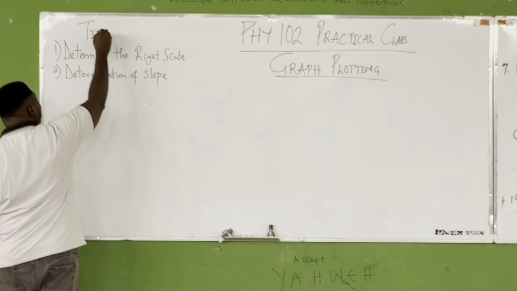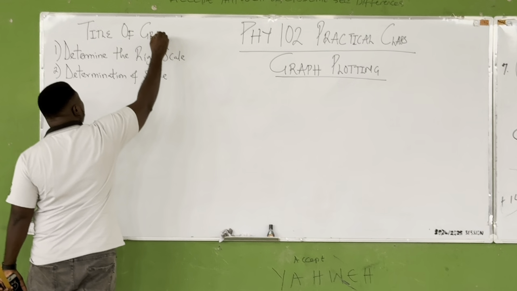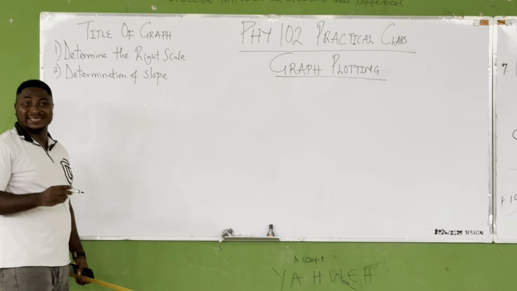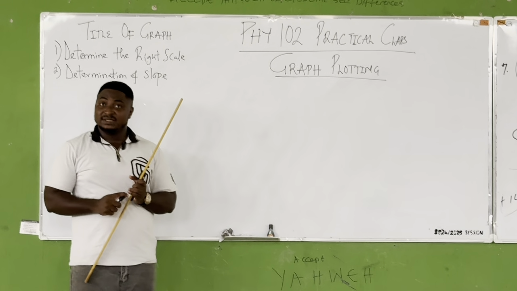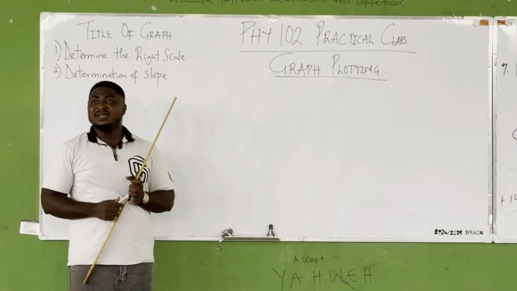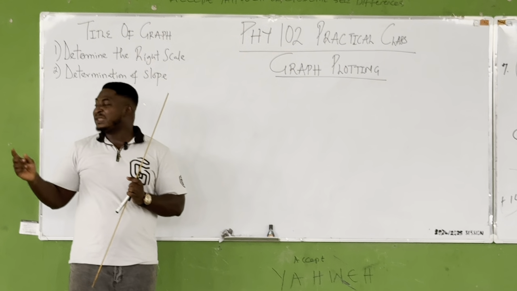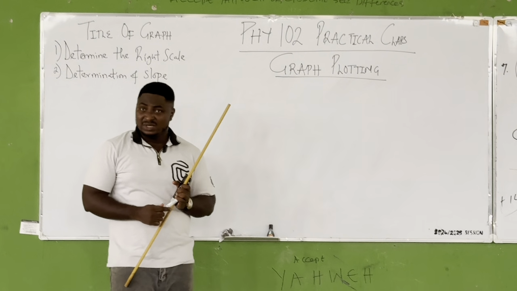Number one, the title of your graph. Any graph plotted without a title is already 0 marks, no matter how fine your graph is. Without a title, you get 0 in the marking scheme. Also, any graph without stating the scale you use gets 0. Because imagine over 1,000 students and the lecturer has to start figuring out what scale each student used. It doesn't have that time.